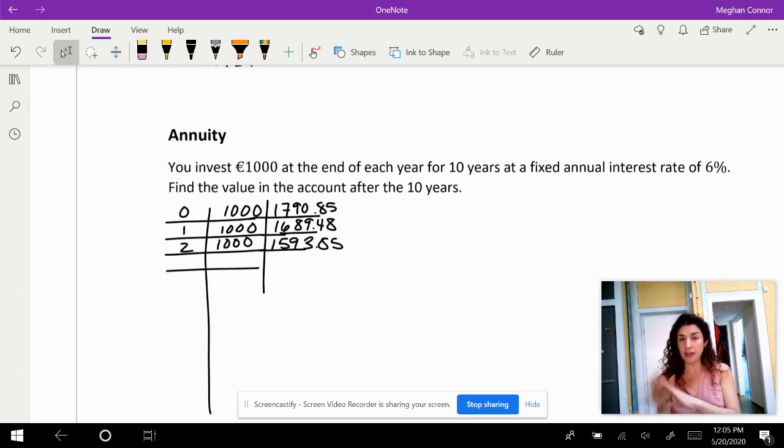The first year is going to get the full 10 years worth of interest, but the next year it's only going to get 9 years worth of interest. And you go to the very final year and you've put in 1,000 at the end of that 10th year, but that 1,000 euro has not earned any interest. So it's just sitting there as 1,000, not having earned any money on it. So that's the difference with annuity versus all of your other interest problems that you've earned.